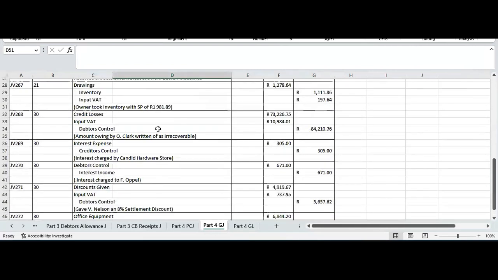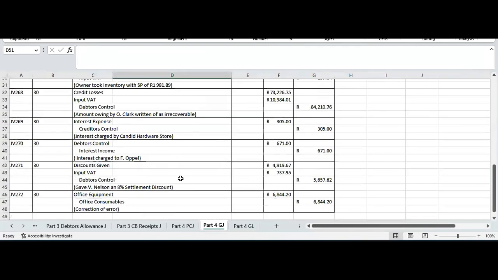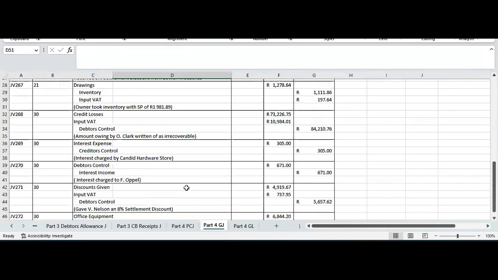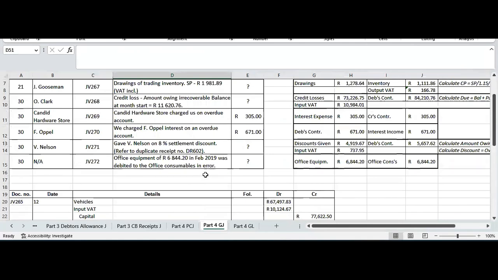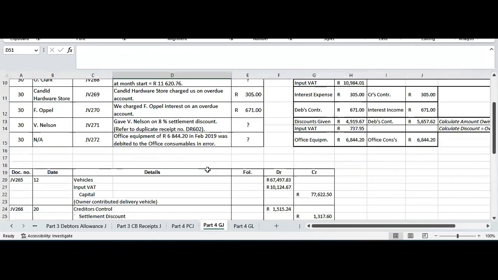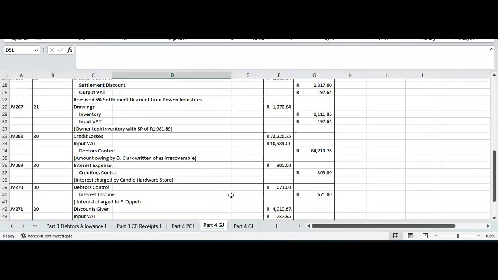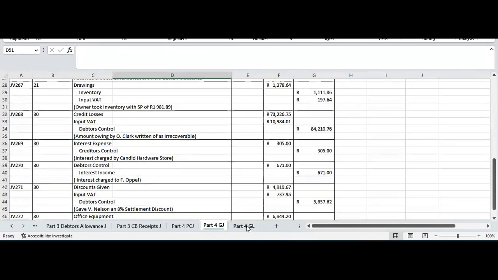Okay, and then you have completed your general journal. Okay, and the general journal is the one that counts the most marks, so make sure that you have enough time to spend on the general journal. Okay, now let's go to the last part of this question, which is the general ledger.